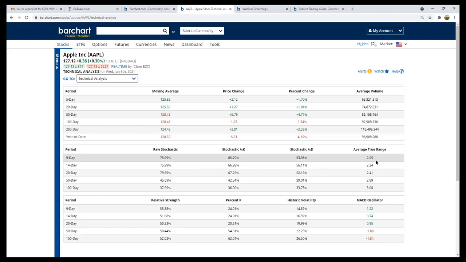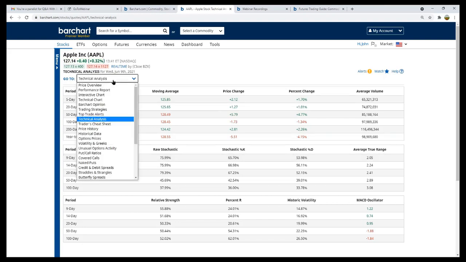That's telling us that we can anticipate Apple is going to range about $2.05 today. Well, we know the delta is 52 cents, right, for every dollar. So let's kind of just round this off. So if we get a $2 movement in Apple and we have a 52 delta to our option, then our option is going to move in a range of around $1.04. Okay, so let's go back to our Greeks.